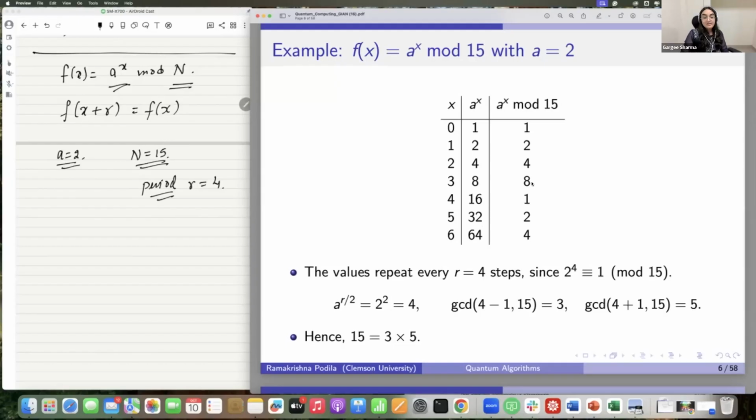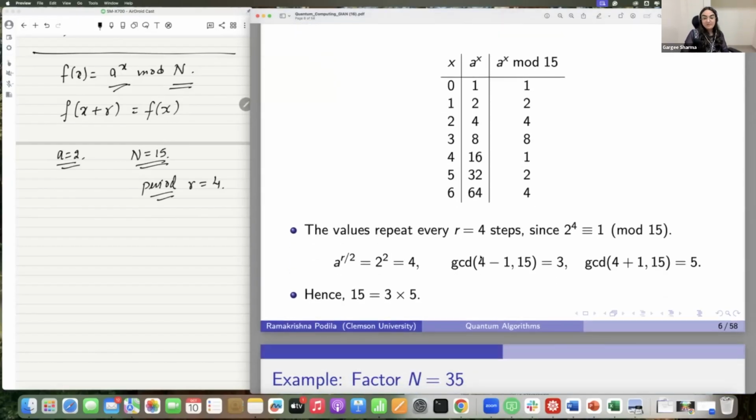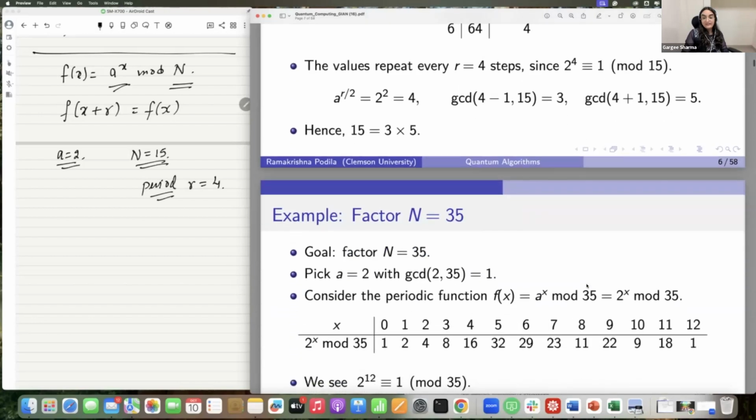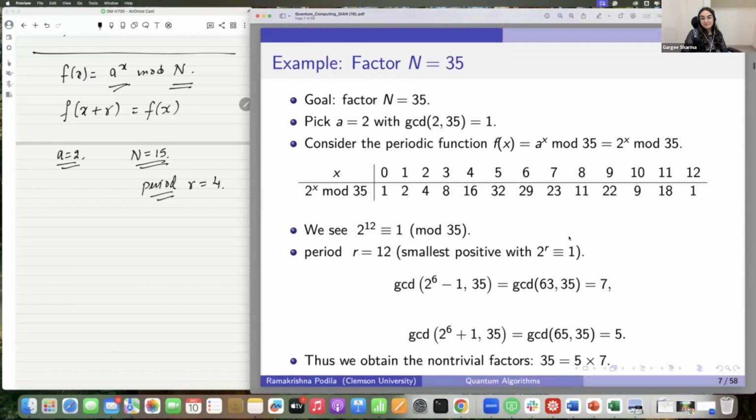And after that it is trivial. You do a power r over 2 and find the greatest common divisor of a power r by 2 minus 1 and 15, and a power r by 2 plus 1 and 15, which gives you the prime factors. You can see another example which is slightly more involved.